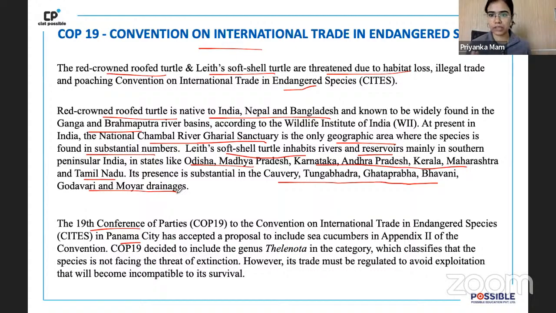I know that you know the Indian map. Just try to memorize it this way कि अच्छा ये वाले areas में ये वाला turtle मिलता है, गंगा एंड ब्रह्मपुत्र वाले areas में red crowned roofed turtle मिलता है, और southern peninsular India में आपको मिल जाता है आपका Leith's soft shell turtle. Okay, बाकी इसके अलावा another thing that is being put in appendix 2.